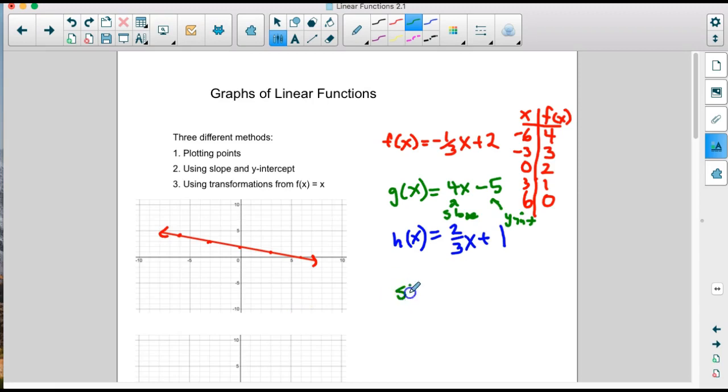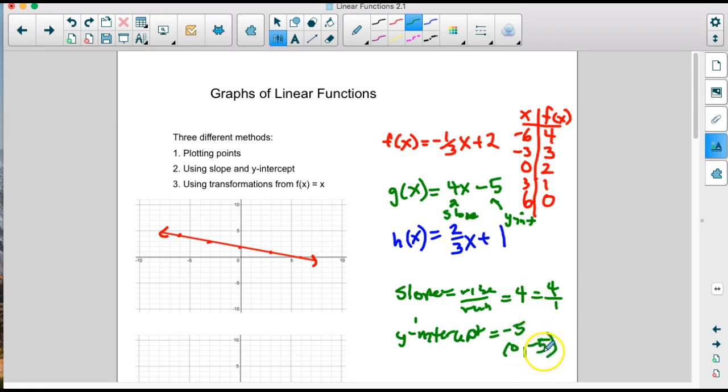On this one, slope, remember slope is rise over run, and we know that that is 4, so we're going to write that as a fraction of 4 over 1. We know the y-intercept is -5. We're going to write that as a point, 0, -5. Okay, and then we're going to start here, and we're going to use the slope to find the other points.